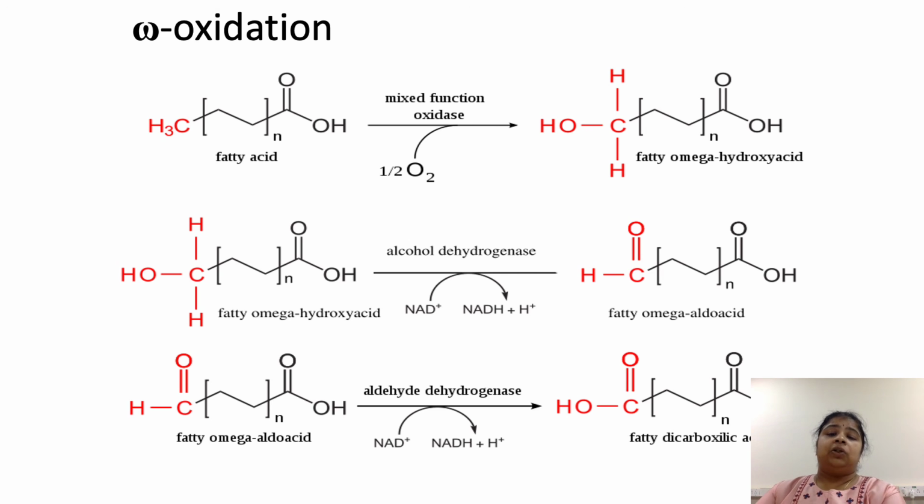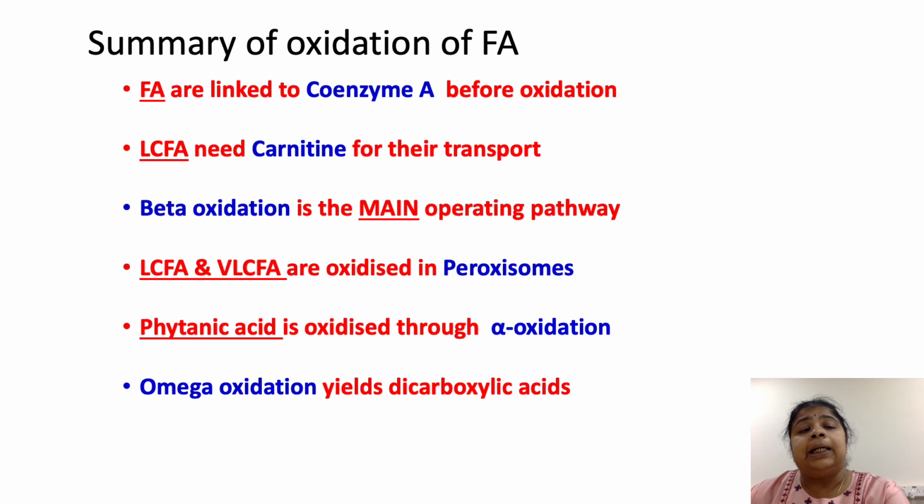So I think that brings us to the end of beta oxidation of fatty acids. We have looked at oxidation of saturated, unsaturated fatty acids, activation, transport of fatty acids, then peroxisomal oxidation, alpha oxidation, omega oxidation. We have also looked at beta oxidation of odd chain fatty acids. And we have looked at the disorders that are associated with these.